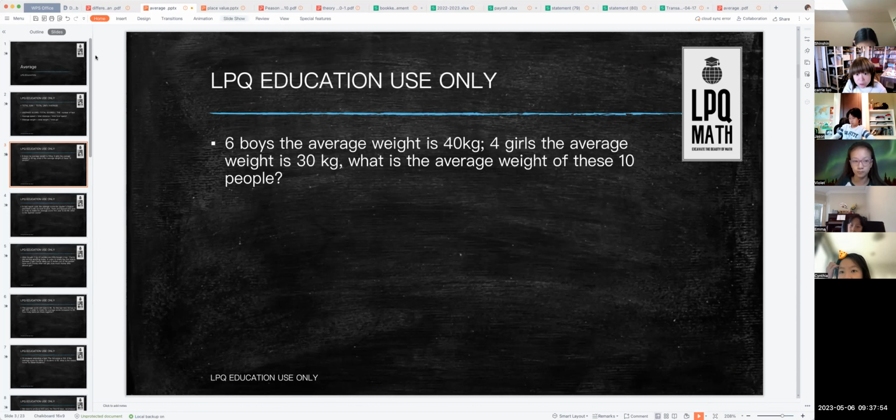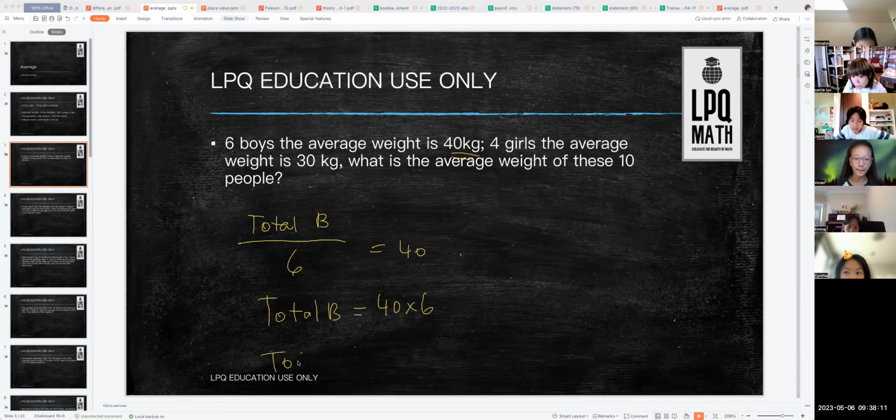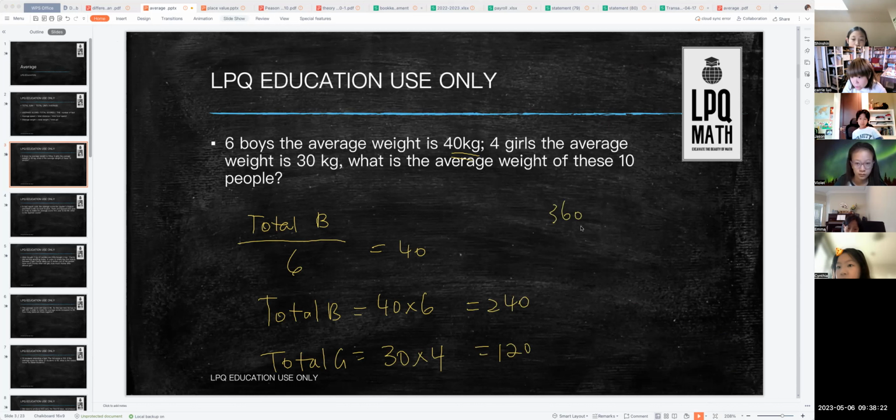So boys, how to calculate 40? It's like the total weight of boys divided by 6 equals 40. So the total boys weight will be what? 40 times 6, correct? So I need the total girls as well equals what? Equals 30 times 4, correct, everybody? So 240 plus 120 equals 360. So 360 divided by 10, because that's the total 10 people's weight. So it's 36 kilograms. Okay, everybody, pretty easy, right?